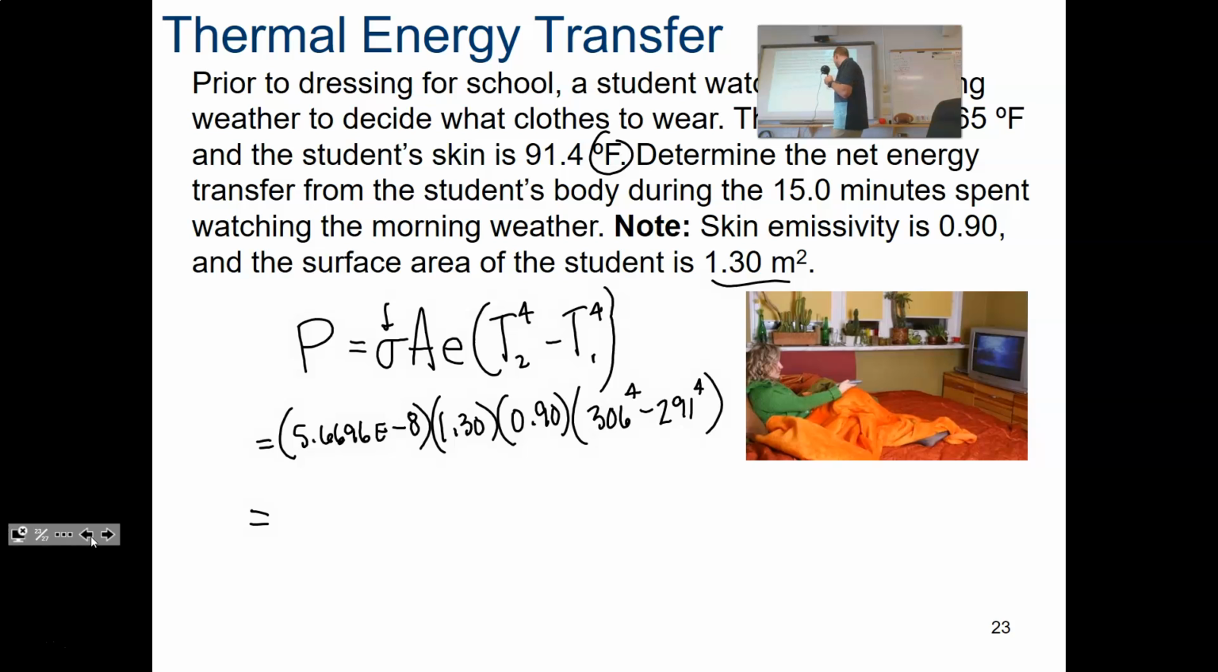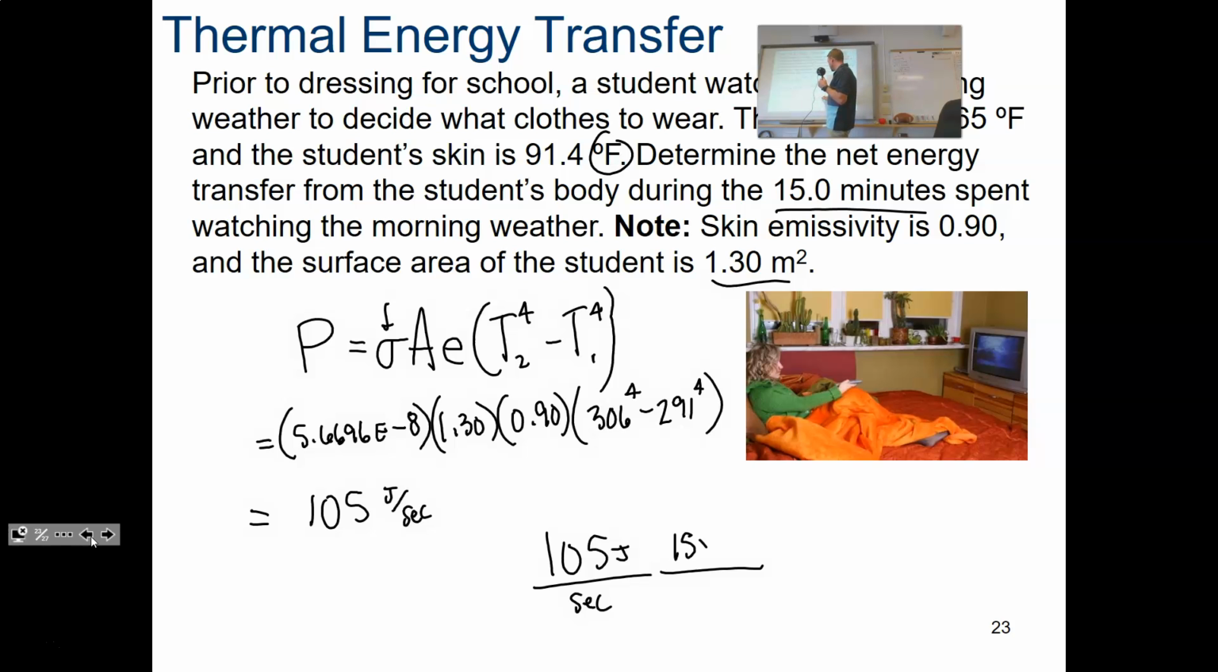Multiply all of that stuff together and you get 105 joules per second. So you're losing 105 joules of energy through your skin every second. But you're doing it for 15 minutes. We're going to do it for 15 times 60, because that's how many seconds there are in 15 minutes.